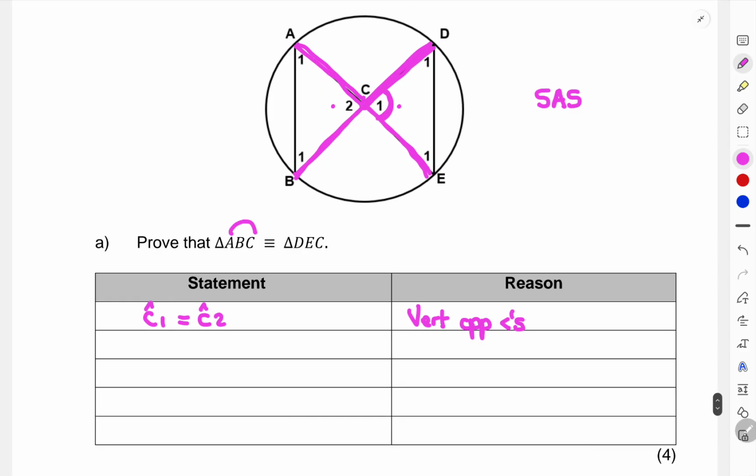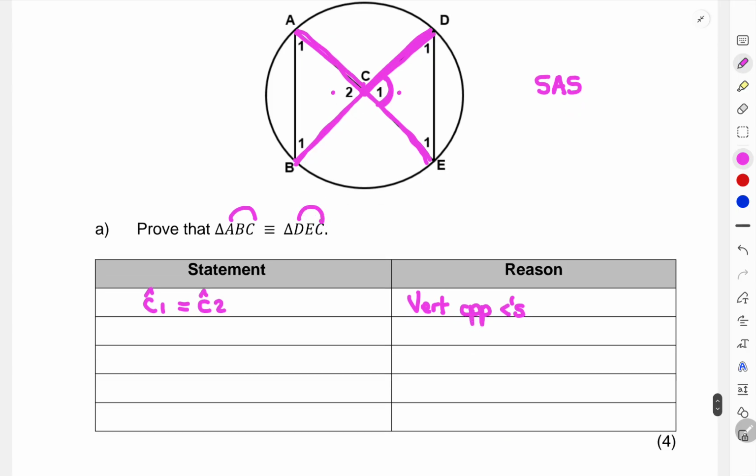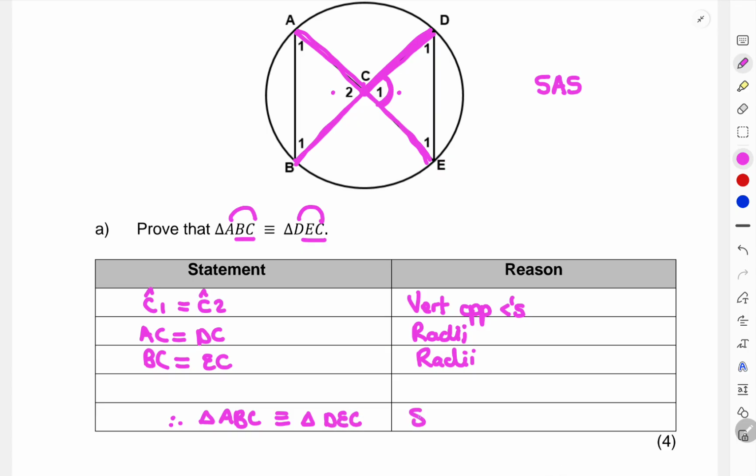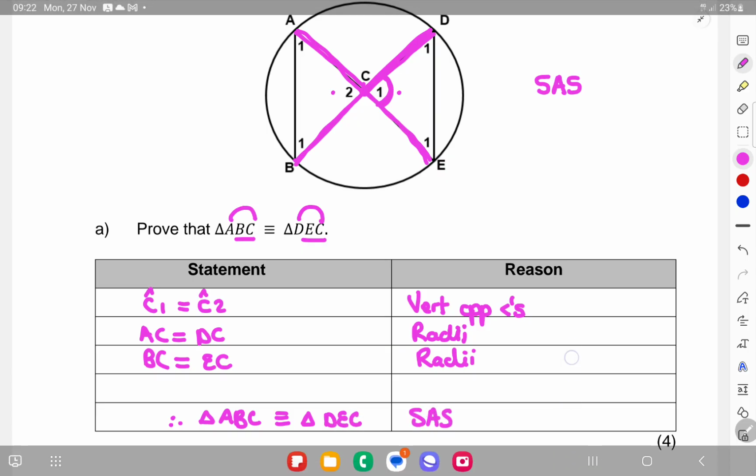So AC should be equal to DC. So AC is equal to DC because of radii. And then BC is equal to EC, also because of radii. Thus, triangle ABC is congruent to triangle DEC because of side angle side.